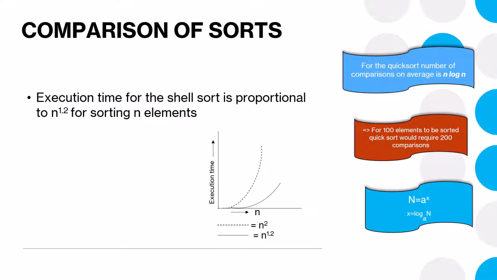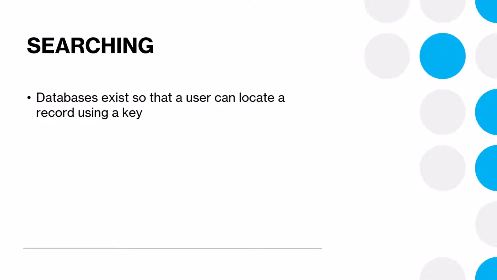And that completes a comparison of the different sorts. Now let's talk about searching. Searching in the real world is related to databases. Databases exist so that a user can locate a record using a unique key. But today we're going to talk about searching in terms of arrays, right?